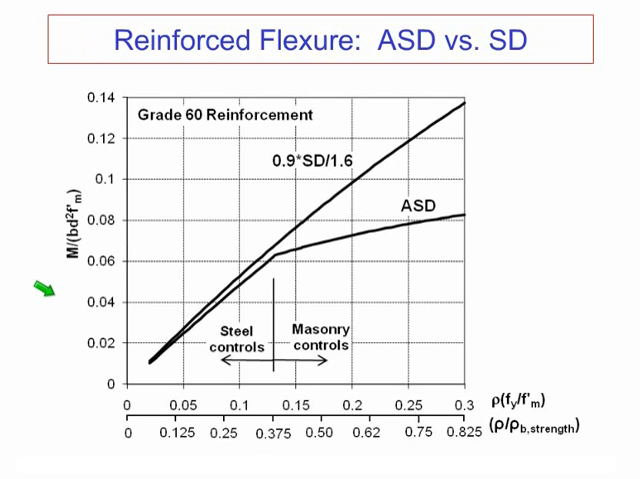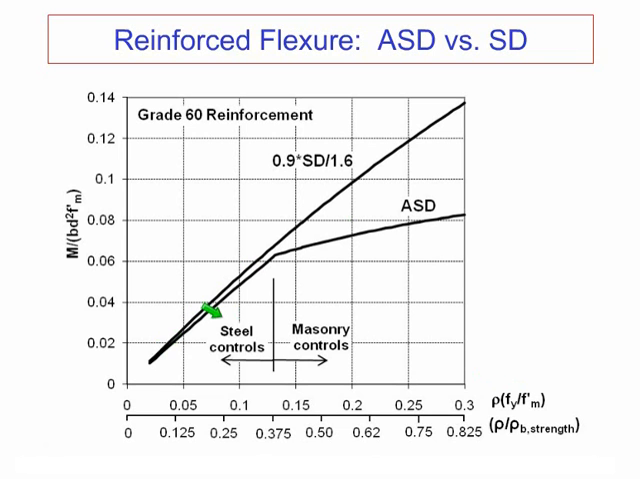Let me just briefly explain this graph here. On the vertical axis, we have a normalized moment, and on the horizontal axis, we have a reinforcement ratio, rho, A sub S over BD, normalized by Fy over F prime M. So if we look at this for allowable stress design, we have this line here.